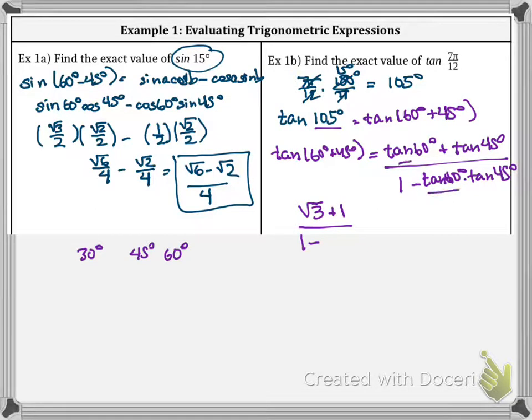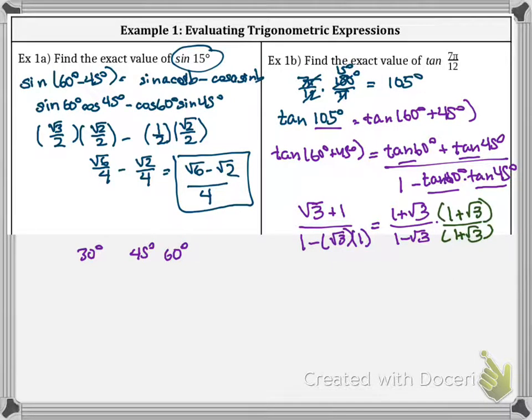Then 1 minus tangent of 60. Notice tangent of 60 is the same as the top. Tangent of 45 is also the same as the top. So we can just rewrite it again. Tangent of 60, as we know, is root 3. Tangent of 45 is 1. So I'm going to rewrite this as 1 plus root 3 over 1 minus root 3. And if you remember from way back, we are not allowed to have radicals in the denominator, so we're going to go ahead and rationalize. We're going to multiply by the conjugate, 1 plus root 3, in order to get rid of that denominator.